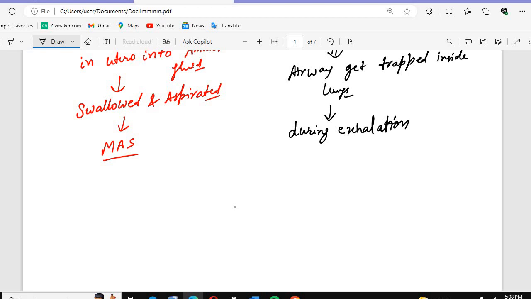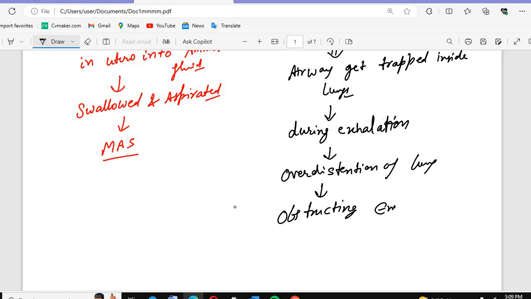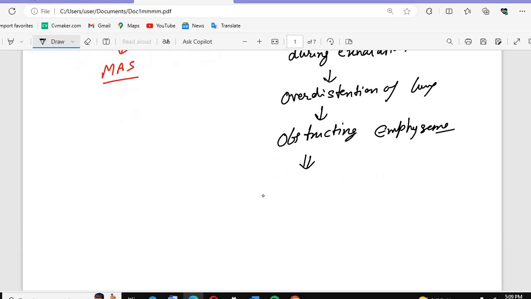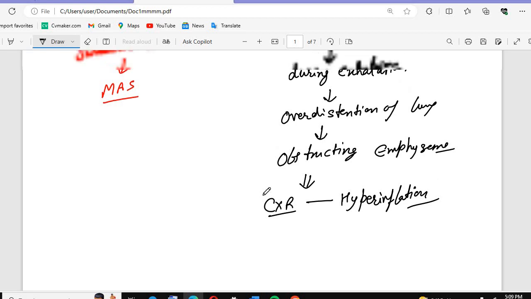So when we are expiring, there will be over-distension of the lungs, and that will lead to obstructive emphysema. In emphysema we studied that there are baggy lungs. So remember that obstructive emphysema will be seen. What will be seen in the chest X-ray? In the chest X-ray we see hyperinflation. So that is seen in the chest X-ray.